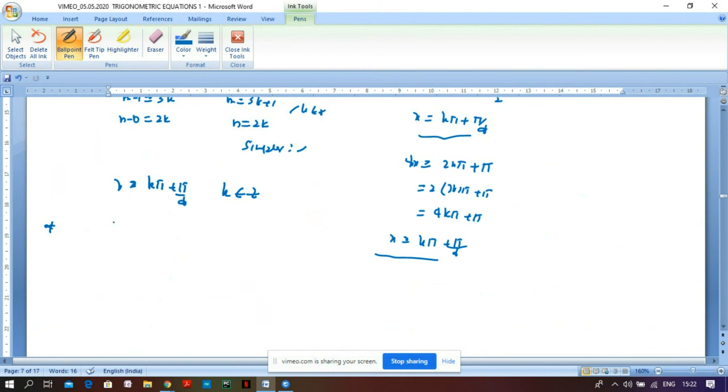Similarly, another example of inequalities in powers: cos to the power 7x plus sin to the power 4x equal to 1.